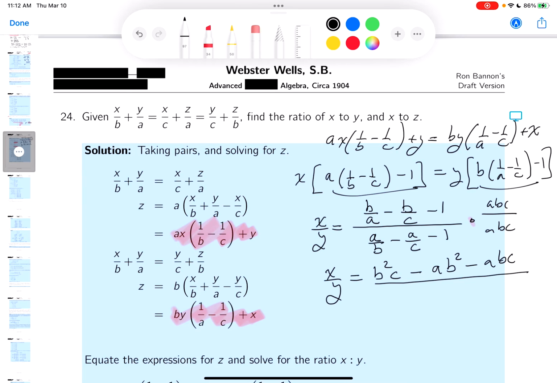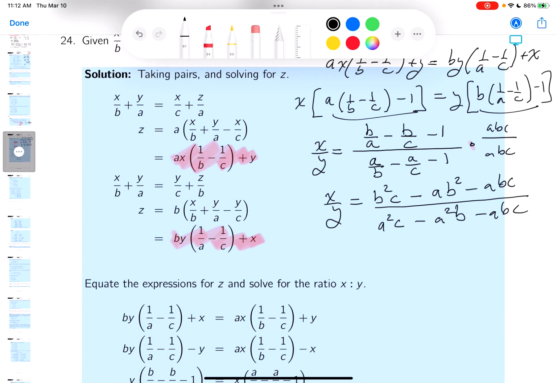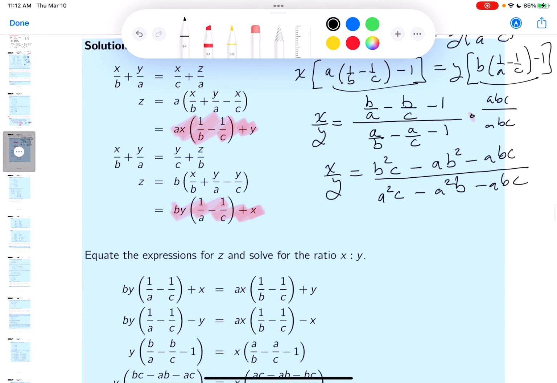And what do you get in bottom? You get, let's see, a squared. Let's see, a squared, the b's cancel c, minus a squared, the c cancels b, minus abc. All right, let's just take a look here and see if I have what I need. Do I have x over y? Yeah, I do. If you want, I guess you could factor it too.